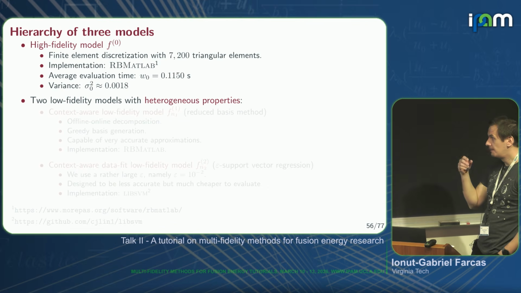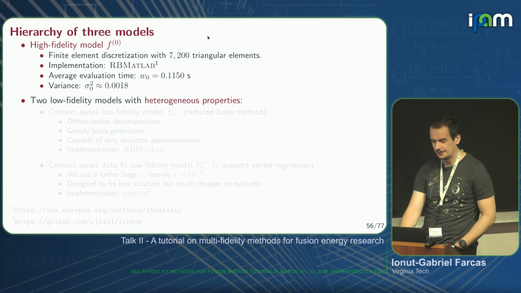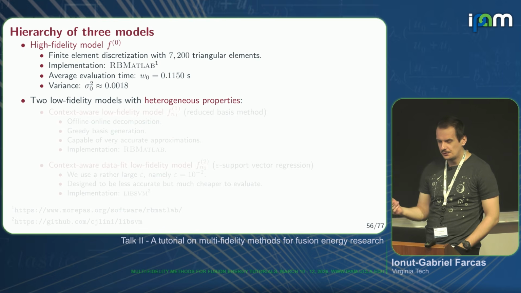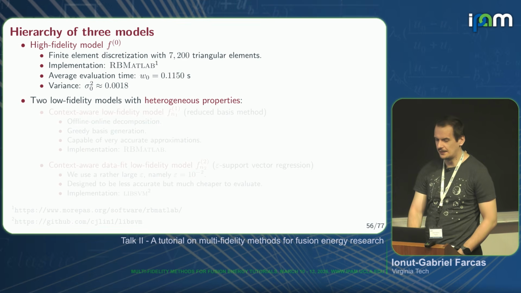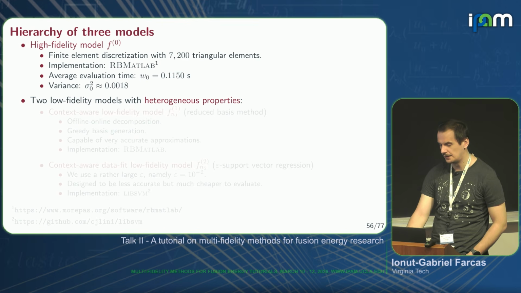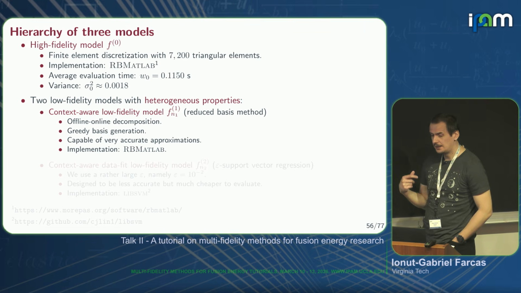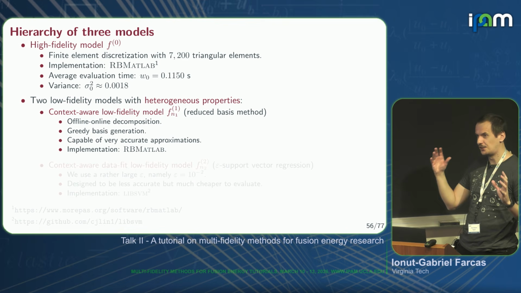So this model is implemented using finite elements. It's relatively small, fast to evaluate. So this was, of course, used for us to showcase the properties, the theory that we derived, and also to understand a bit better practically what happens with the context-aware multi-fidelity Monte Carlo estimator. So in our experiments, we consider two low-fidelity models with heterogeneous properties. So here, what I mean by that is heterogeneous rates.